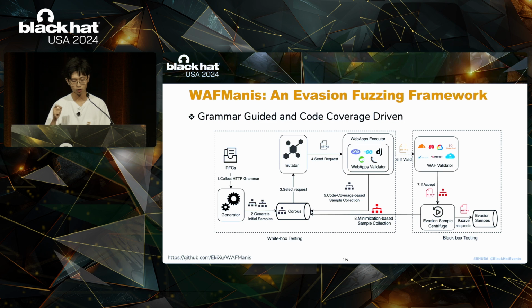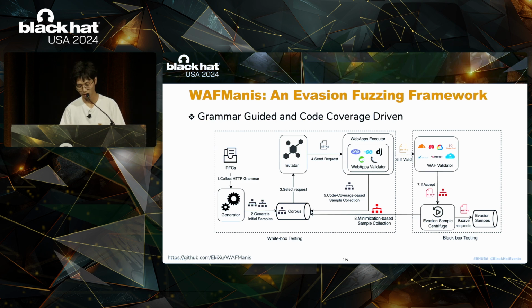The framework can be divided into two parts. The left part is the white box testing, and the right part is the black box testing. We built an AFL-based prototype to fuzz the HTTP request with the open source web apps in the white box testing. First, we collect the HTTP grammar and use it to generate initial samples. These samples are constructed as an AST, and they will line up in the corpus waiting to be mutated, dumped to raw HTTP messages, and sent to web application validators. The web application executor will collect the code coverage and rearrange the queue in the corpus to prioritize promising requests.